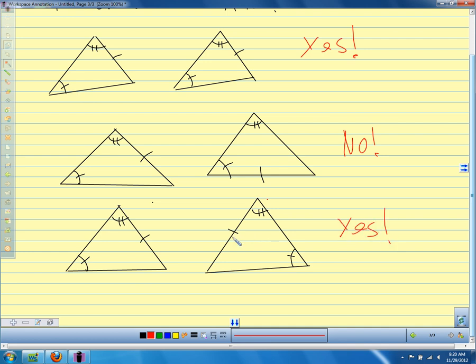I can flip this triangle over on top of that one, and the parts match up in the right order. You can just flip it like that. Yep, just flip it over, just like you're turning it over. So that one would be a yes. The parts do match up in the right order. Let's do one more.